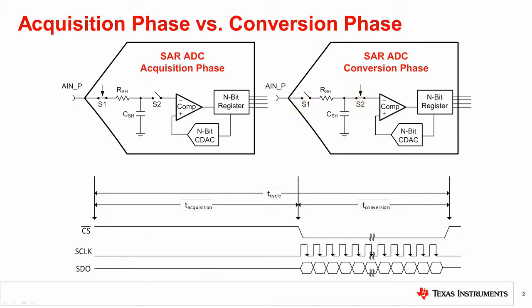A generic timing diagram is shown with the following signals: chip select, CS, serial clock, SCLK, and serial data out, SDO. The acquisition phase is a passive stage where there is very little internal activity for the SAR ADC. All of the conversion and communication happens during the conversion phase.